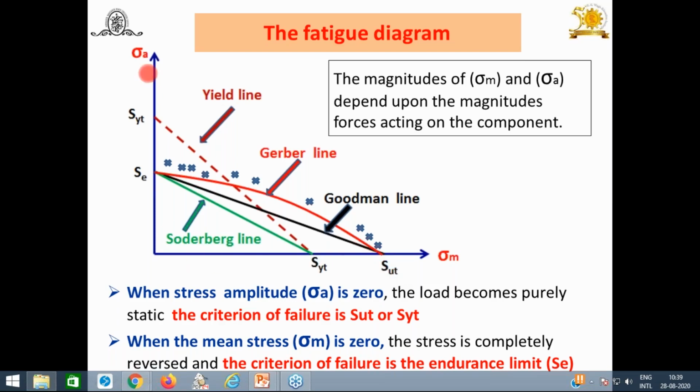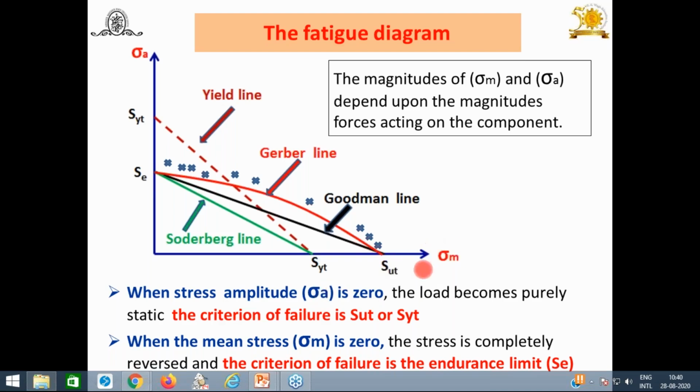So you can say when sigma A is equal to 0, here only the sigma M line remains and you can locate the point on this line. So you will find SYT and SUT is there. So you can say when sigma A is 0, the load becomes purely static. And what is the criteria? SYT, SUT is the criteria. And we have already seen such things in unit number 1 and unit number 2, design against static load.